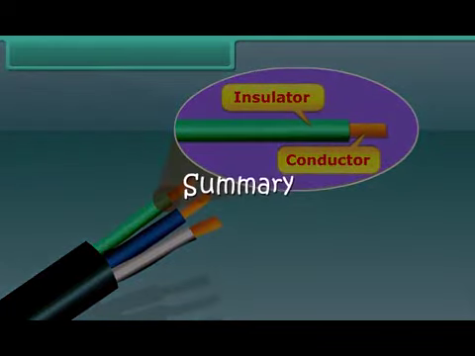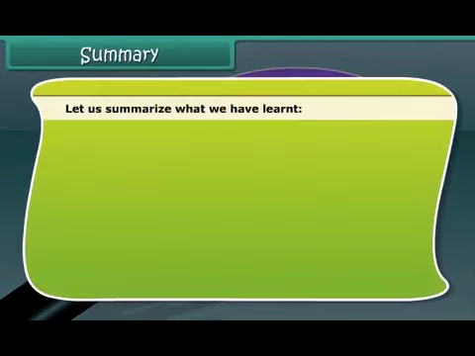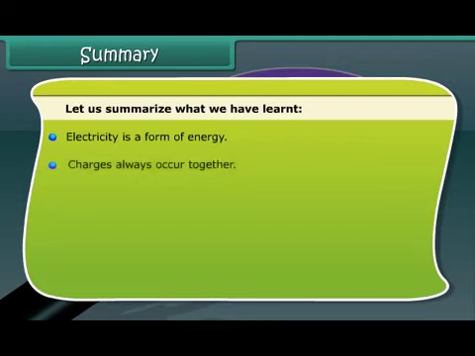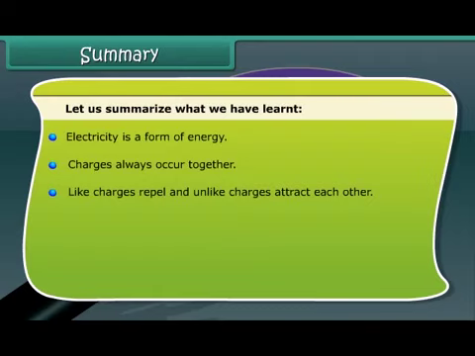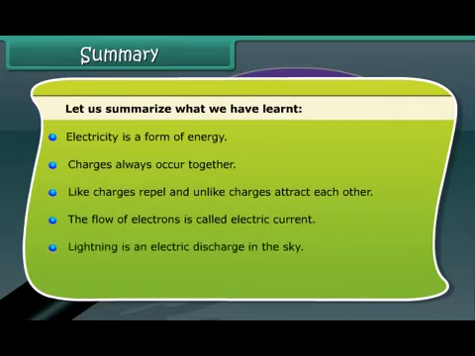Summary. Let us summarize what we have learned. Electricity is a form of energy. Charges always occur together. Like charges repel and unlike charges attract each other. The flow of electrons is called electric current. Lightning is an electric discharge in the sky. Cells are sources of electric current.